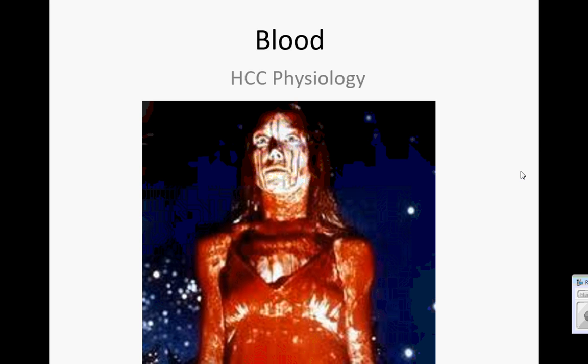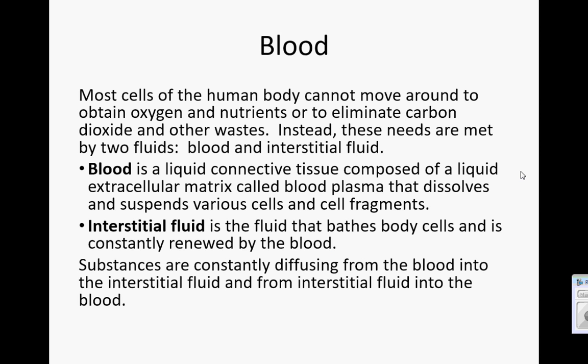your blood. Okay? So even though the blood is not necessarily a major organ, it's a very important component of your cardiovascular system and plays a big role in the function of our body. So we're going to talk a lot about what it does, obviously, in this lecture. Why it's important is because most of the cells of our body cannot move around in order to obtain the nutrients, oxygen, or to limit their wastes and carbon dioxide that they need. Instead, our blood and interstitial fluid help meet these needs.